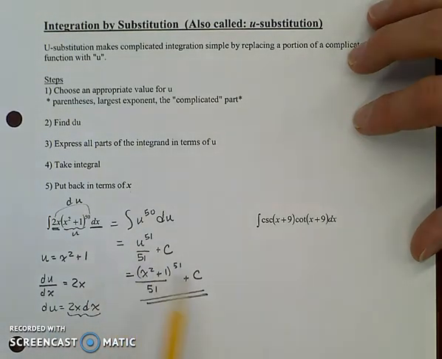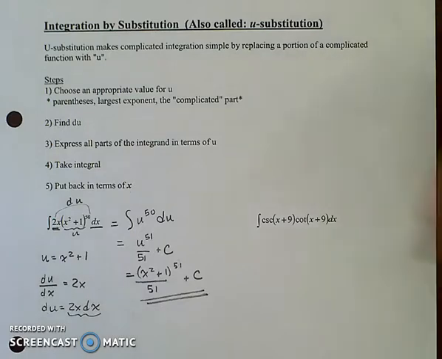If we want to check this, take the derivative of it. 51 comes out in front, and the 51s cancel. You get x squared plus 1 to the 50th times the derivative of the inside. What's the derivative of the inside? 2x, and that's where we get our 2x here. So 2x times x squared plus 1 to the 50th would be the derivative of the integral, and so we did it correctly.